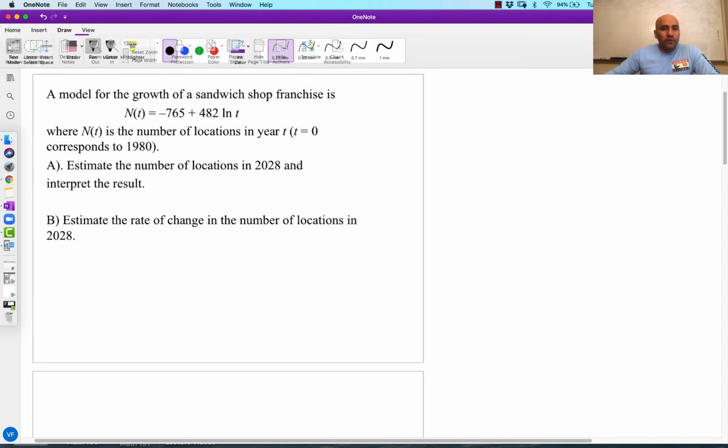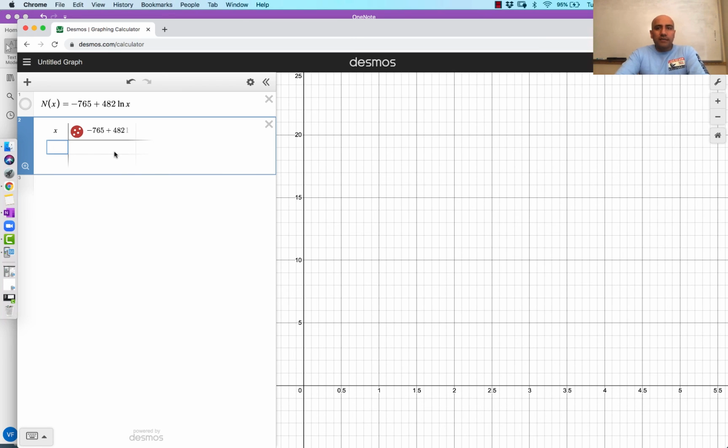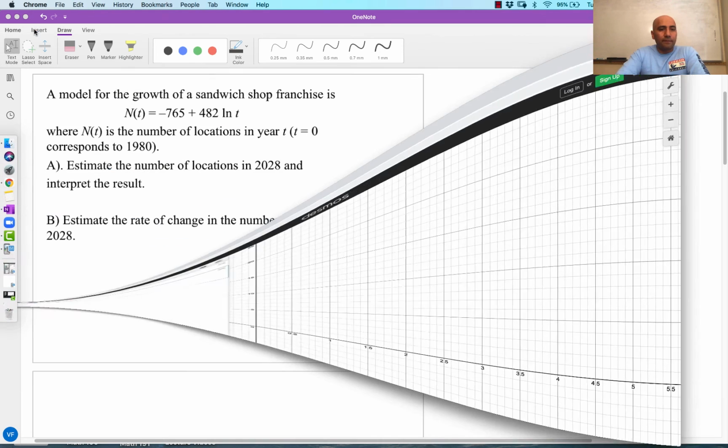Let's explore this equation a little bit so we can create a table of values, come up with a few key values, and see how this interprets. Let's use Desmos. On Desmos, I put in the equation right here in this little table, negative 765 plus 482 ln x. So we can find a few key values. Let's say when x is equal to 1, we end up with negative 765. Let's see what that means over here.